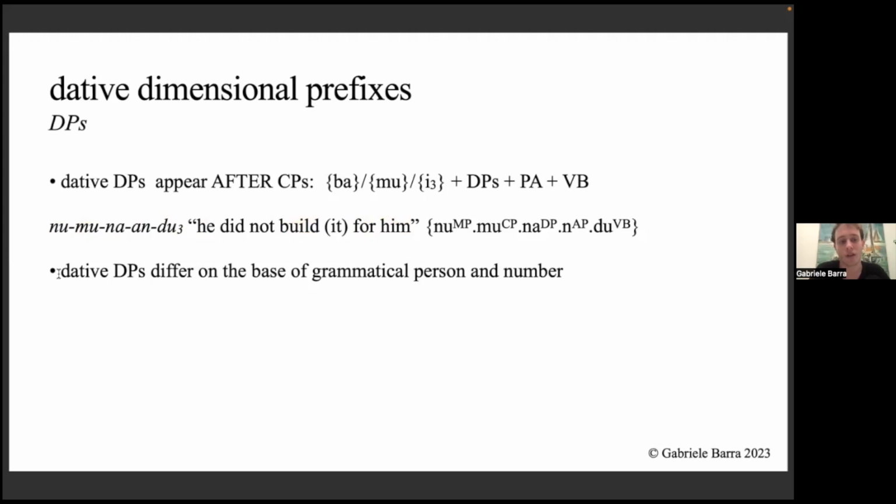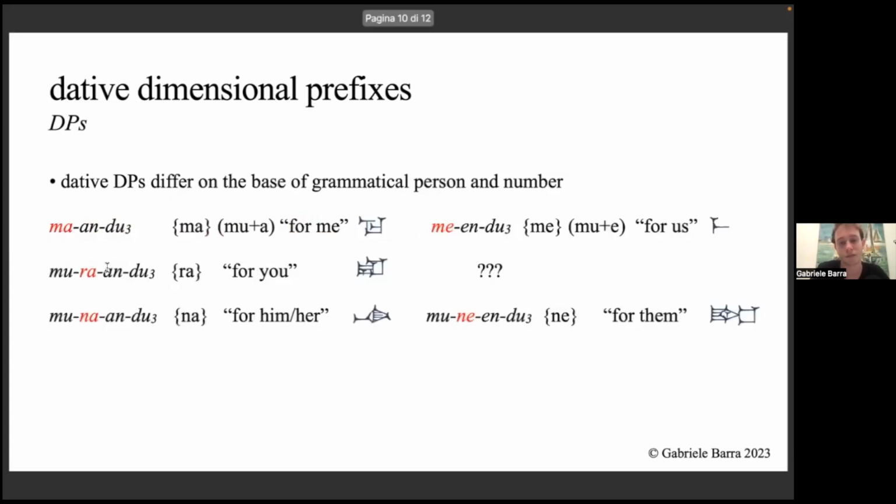Now, one thing that is very important about dimensional prefixes is that they have different forms depending on grammatical person and number. So how you write and say for me is different from how you say for you, etc., etc. So we'll study that now. These would be all the different forms.